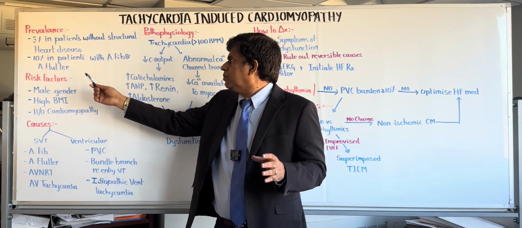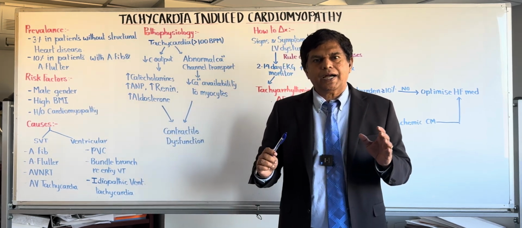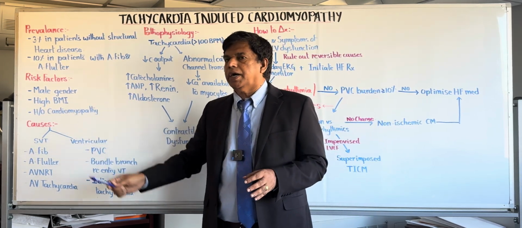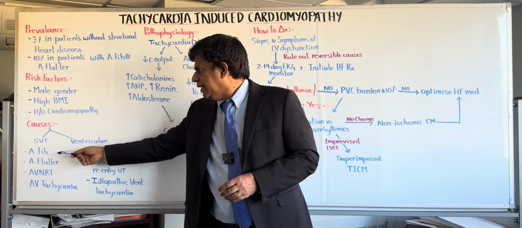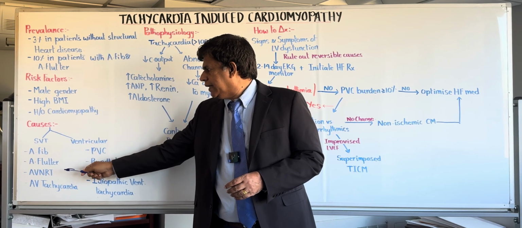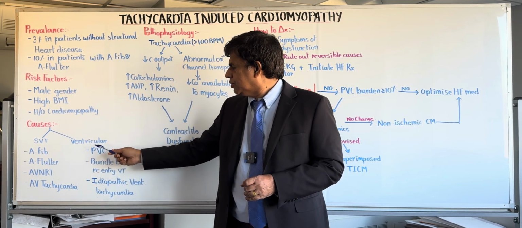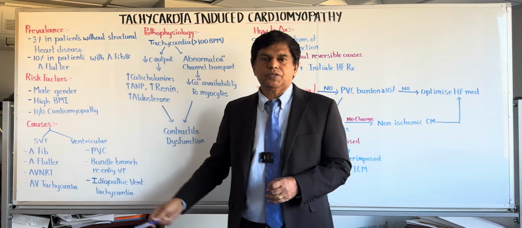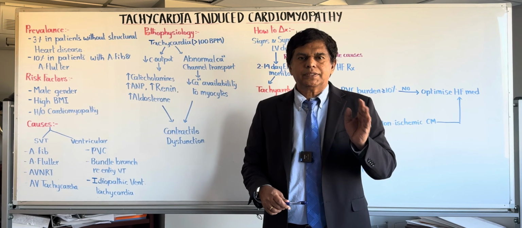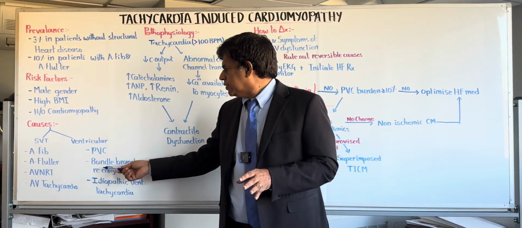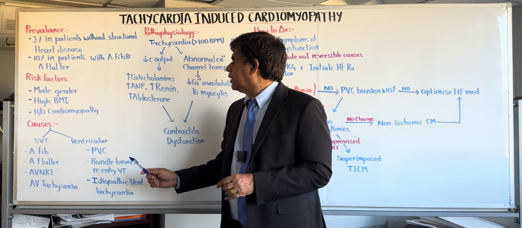About 10% of patients with atrial fibrillation or atrial flutter. Risk factors are male gender, high BMI, or history of cardiomyopathy. And then look at the causes. You could have SVT, atrial fibrillation, atrial flutter, AVNRT, and AV tachycardia. On the ventricular side, PVC is the word, my friend. You can have like 10,000 PVCs or more than 10% PVCs. You can have bundle branch re-entry ventricular tachycardia, idiopathic tachycardia.